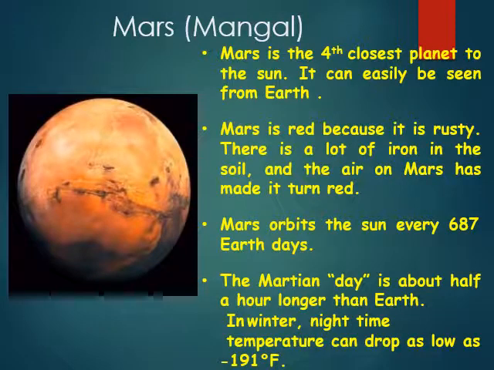Mars, or Mangal. Mars is the fourth closest planet to the Sun. It can easily be seen from Earth. Mars is red because of its rusty nature. There is a lot of iron in the soil, and the air on Mars has made it turn red. Mars orbits the Sun every 687 Earth days. The Martian day is about half an hour longer than Earth's. In winter, nighttime temperature can drop as low as minus 191 degrees Fahrenheit.